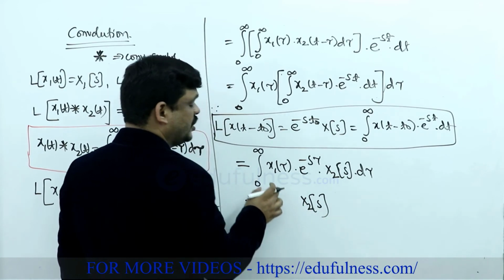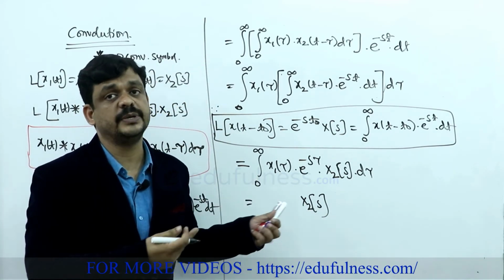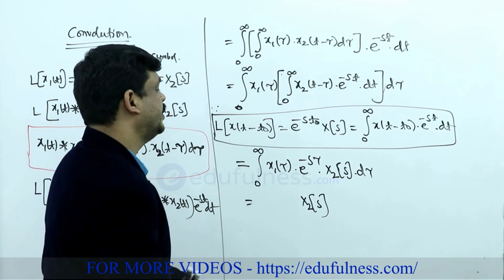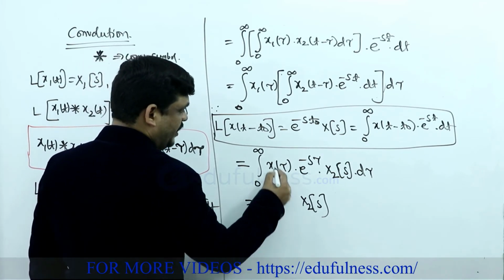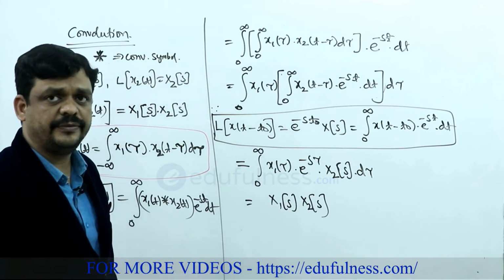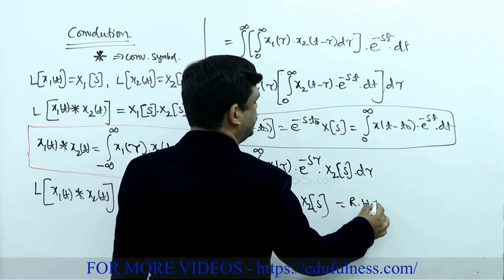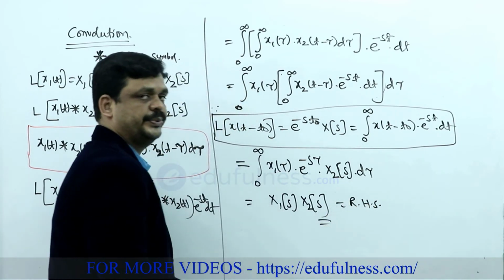And what is the remaining function now? x1 of tau into e to the power of minus s tau d tau. This is similar to the basic Laplace transform formula. So again I am replacing this complete function with the Laplace transform of x1 of tau, that is x1 of s. So finally it becomes the RHS. LHS is equal to RHS, hence proved.